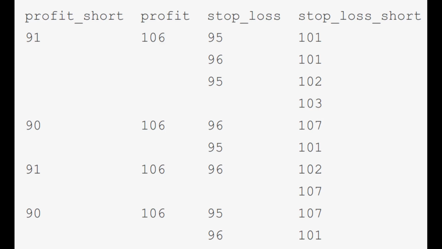Optimization results. Then I optimized profit and stop loss values. Here are the best 10 values. The optimal stop loss for long positions is about 96%. It means if the price goes below 4% of the buy price, close the position. For short positions it is about 101%, meaning if the price rises above 1% of the sell price, close the position.